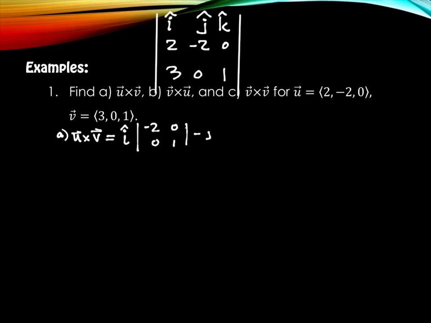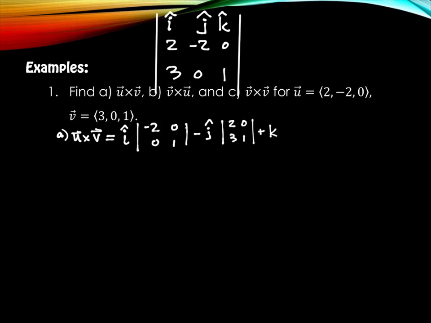And then we have minus, remember the middle one is always subtraction, the vector J. And I need the determinant that's not in row J. So that's going to be the two pieces on the outsides. So it's going to be 2, 0 along the top row, 3, 1 along the bottom row. So I have 2, 0, 3, 1.